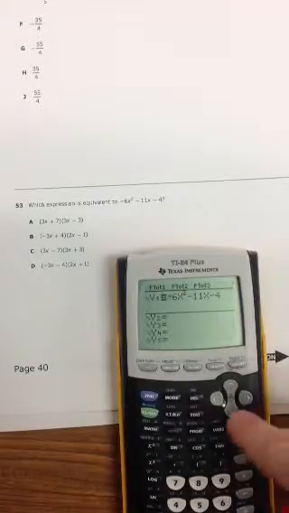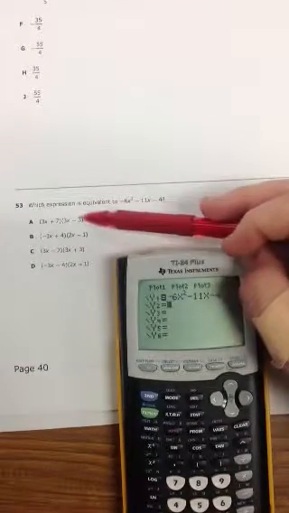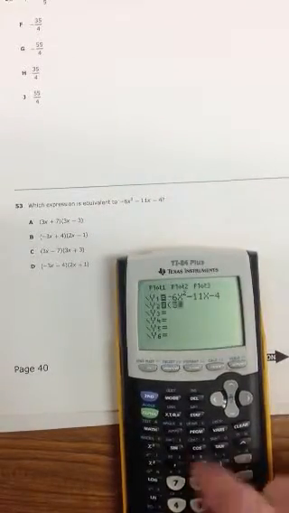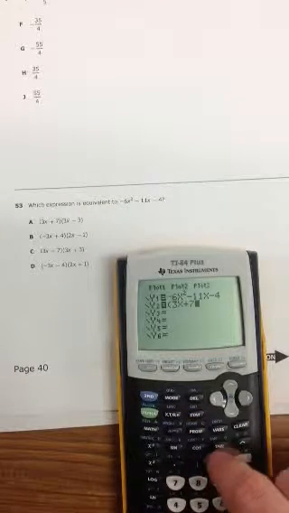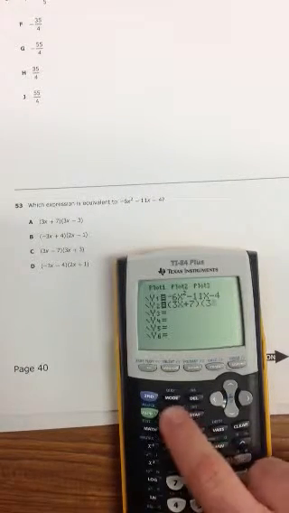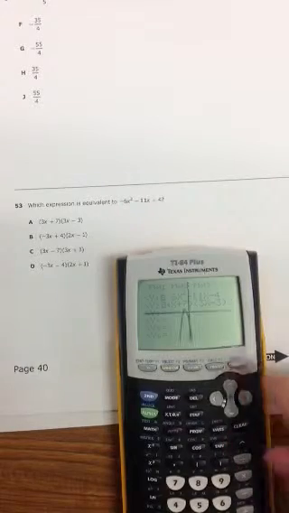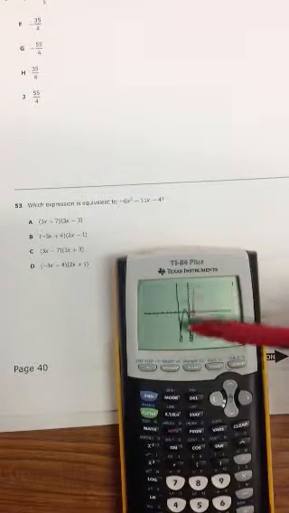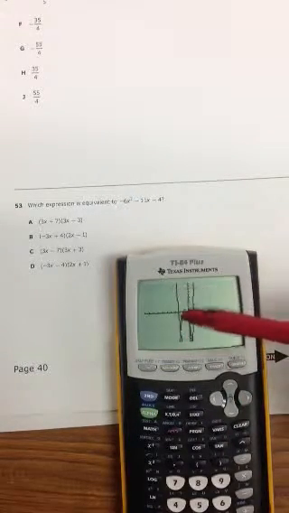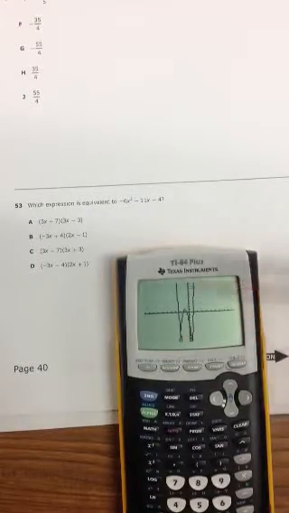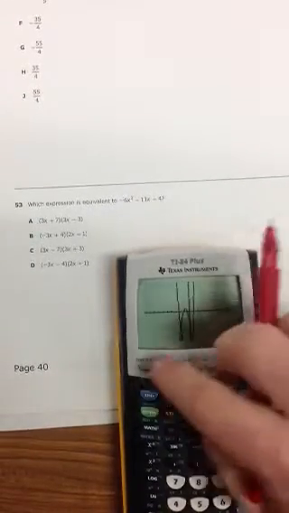So go into y equals, and I'm going to put in my answer choice A. So 3x plus 7, parentheses, 3x minus 3, and go to your graph. So you can see the first graph was there, and your second graph is this big thing, so obviously that's not equal, so A is not correct.